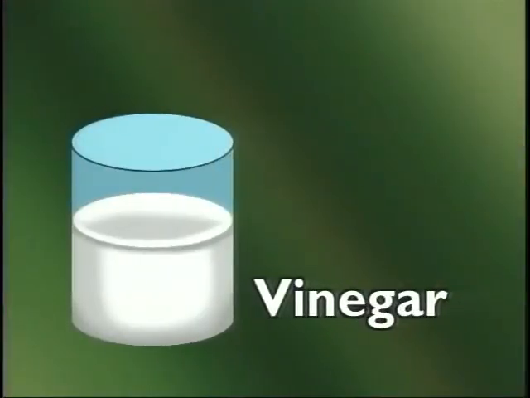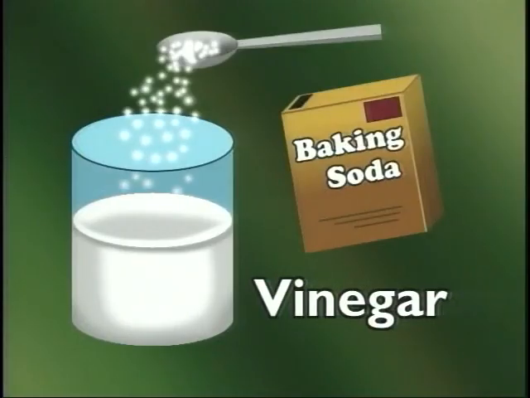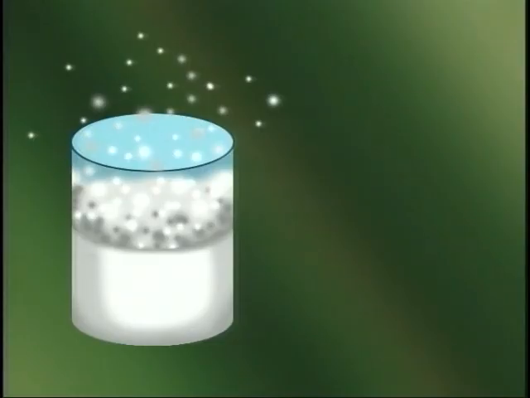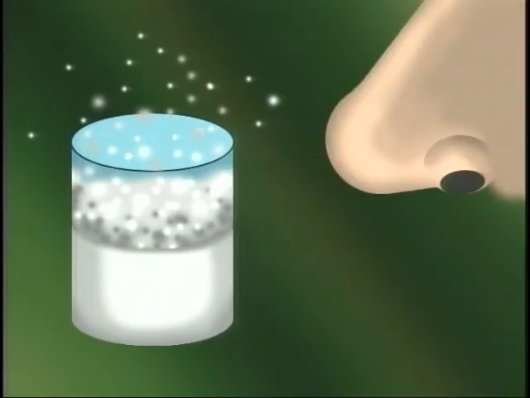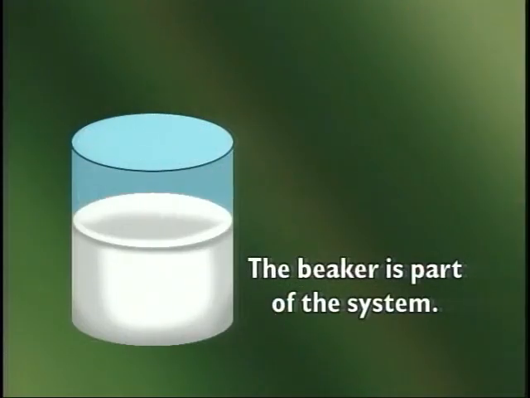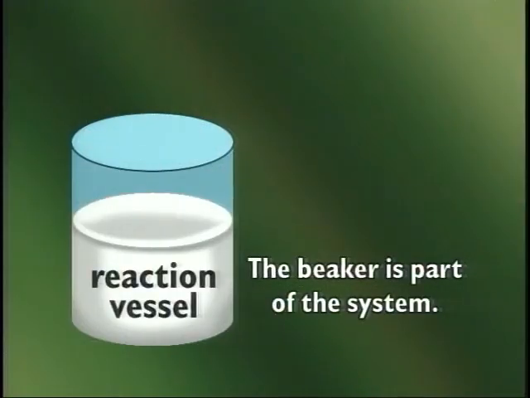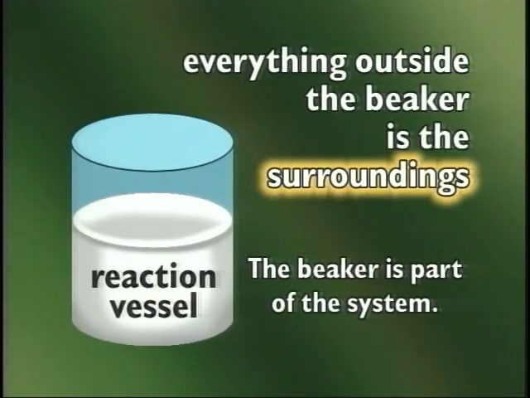Here's an example. Let's say we have some vinegar in a beaker and we add a couple of grams of baking soda. The baking soda will react with the vinegar in the beaker, creating a stinky, bubbly mess. The beaker is part of the system because it is the reaction vessel. Everything outside the beaker is considered the surroundings.